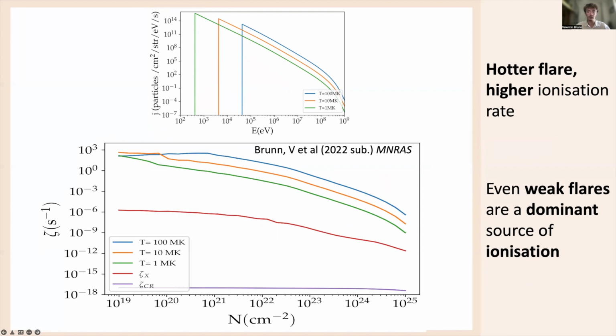And we plotted below the ionization rate as a function of column density by the particles shown above, keeping the same colors. We see here that the hotter flares produced higher ionization rates and that even the weakest flares are locally a dominant source of ionization compared to the stellar X-rays. In the paper, we also studied the effect of the spectral index, the flare position, and the magnetic configuration.